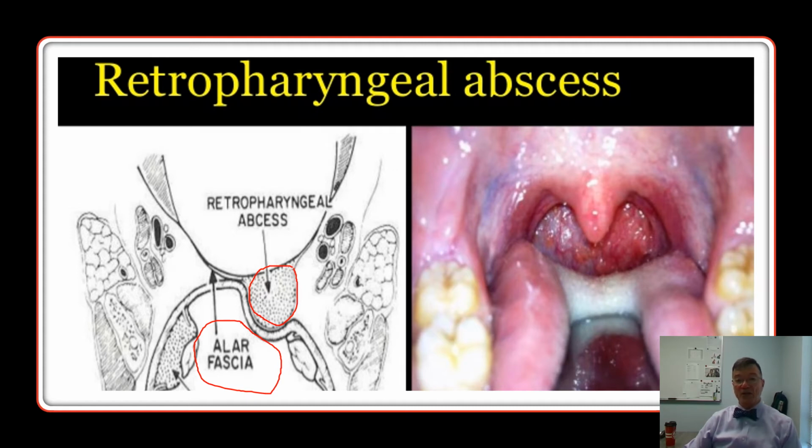If the condition is untreated, the posterior pharynx may advance anteriorly into the oropharynx, as we see. Clinical findings include difficulty swallowing, trismus, and often a fluctuant mass in the back of the throat.